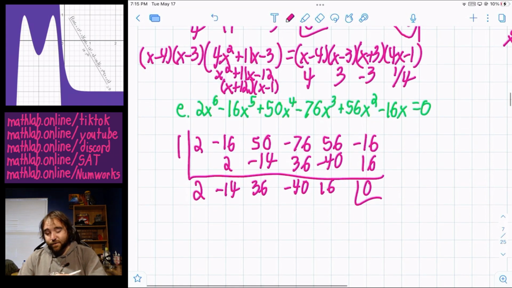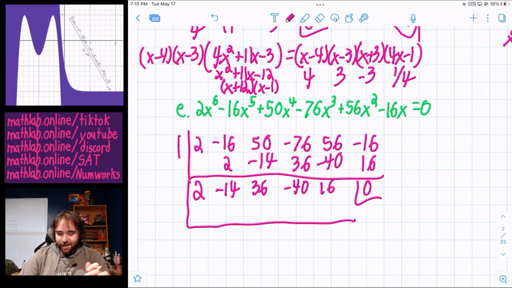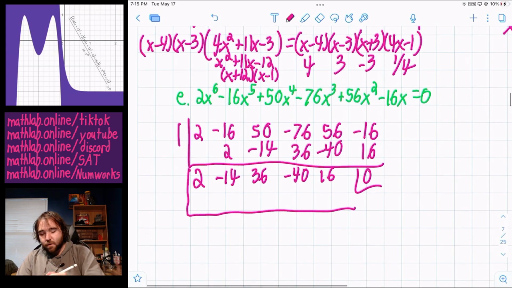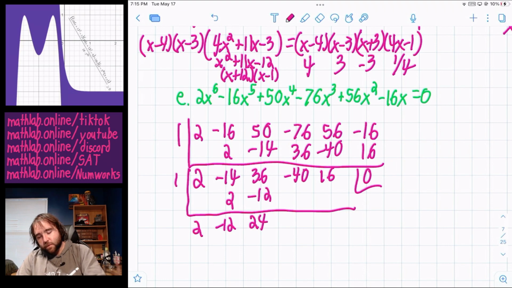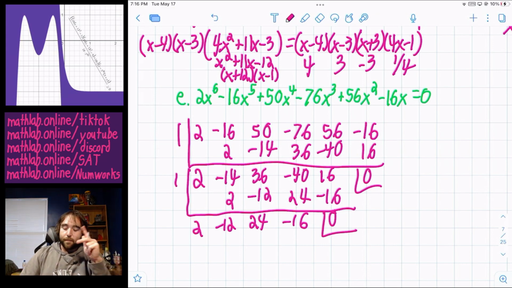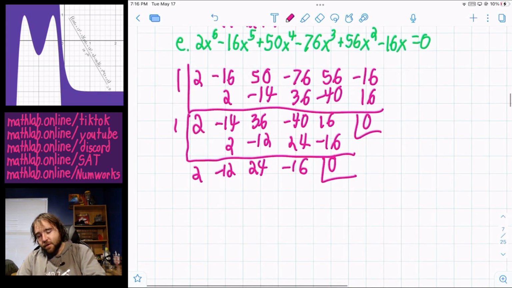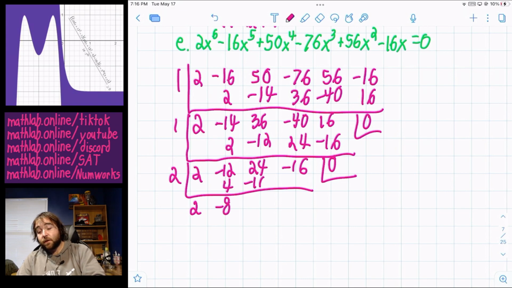Nice. So now we're at an x to the fourth. We've got to do it again. Does 1 work again? Let's see. We get 52, 54. Yeah, 1 works again. 2, negative 12, 24, negative 16, 0. One more time. Does 1 work again? No, it does not. Let's try 2. 2, 4, negative 8, negative 16, 8, 16, 0.